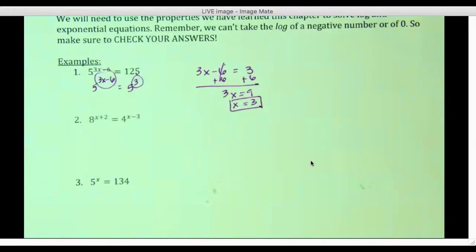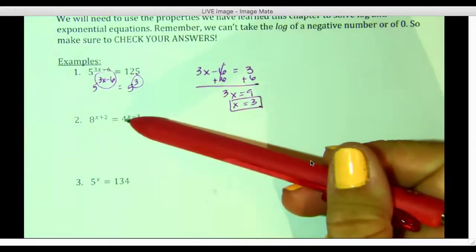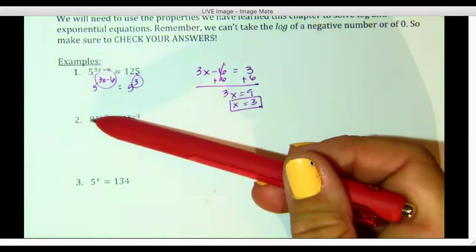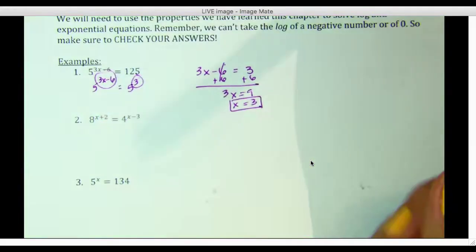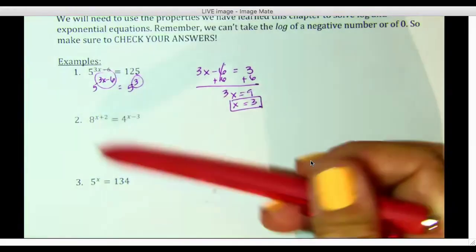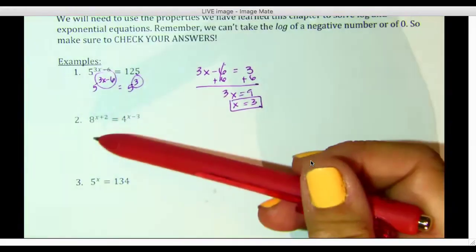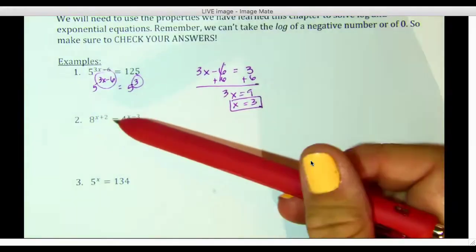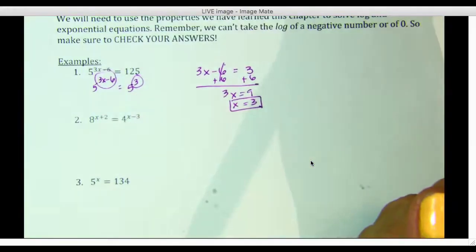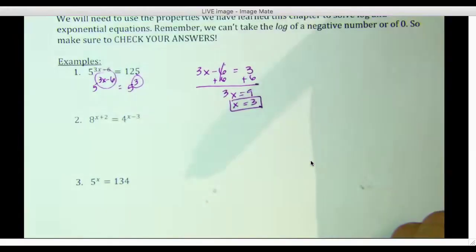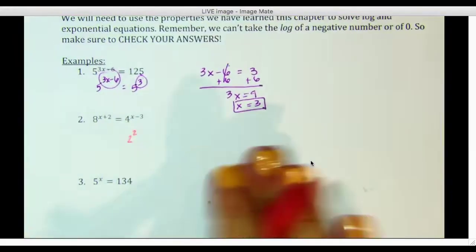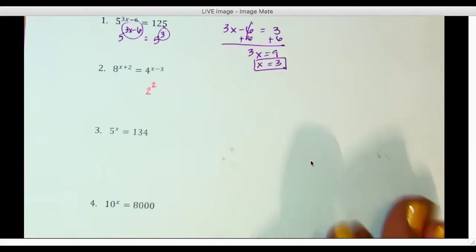In the next example here, I have 4 and 8 as my bases, and there's no way for me to write 8 as 4 to some power. 4 to the first power is 4, 4 squared is 16, so already too low and then too high. But it is possible for me to rewrite both of these numbers as a number even smaller than what we see here. 4 is the same thing as 2 squared, and 8 is the same thing as 2 cubed.